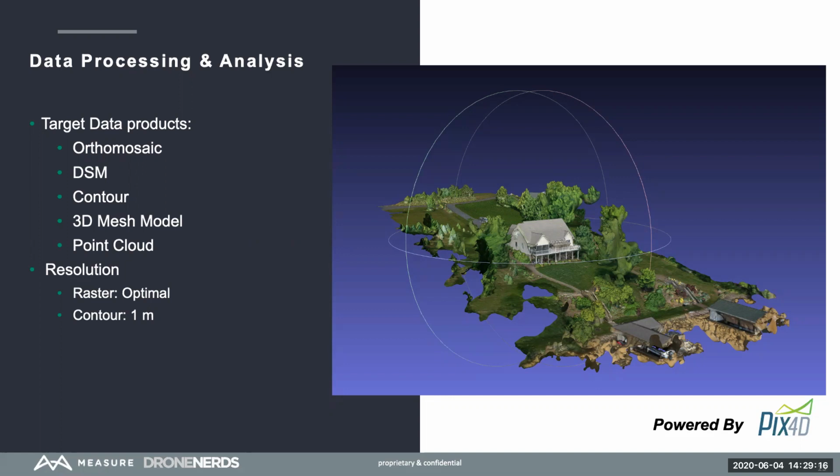When we look at contour maps, keep in mind that the resolution there is measured in vertical units, right? So this is going to be a 1 meter vertical interval. That's what that means here.